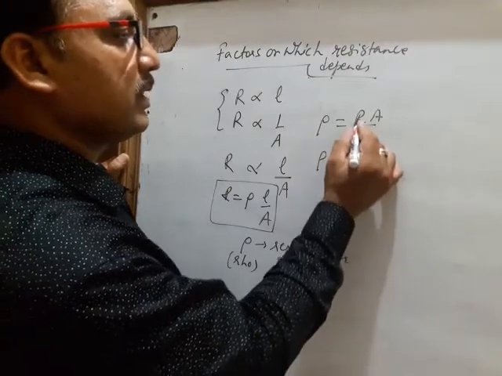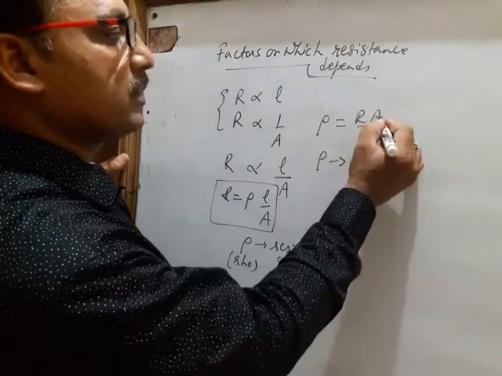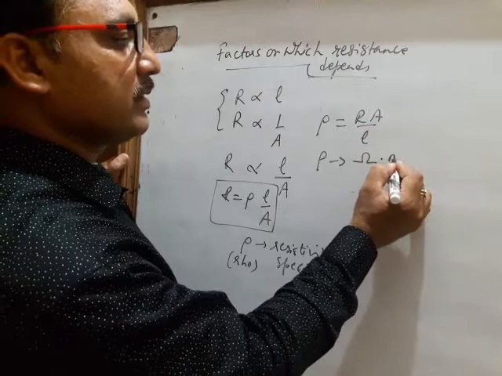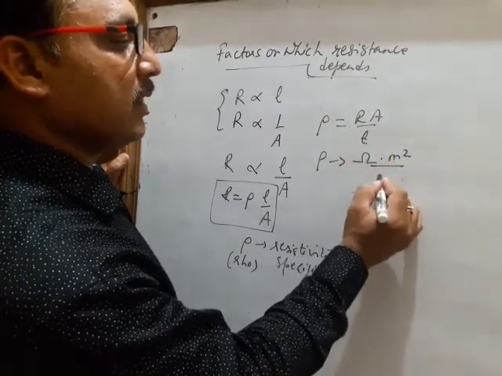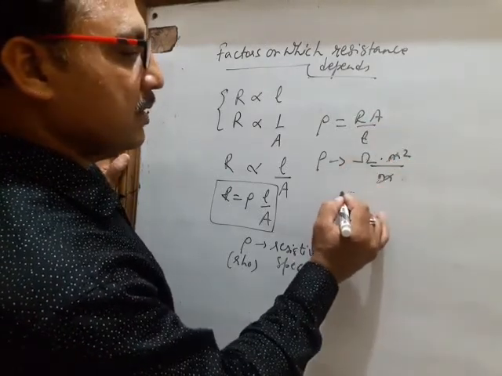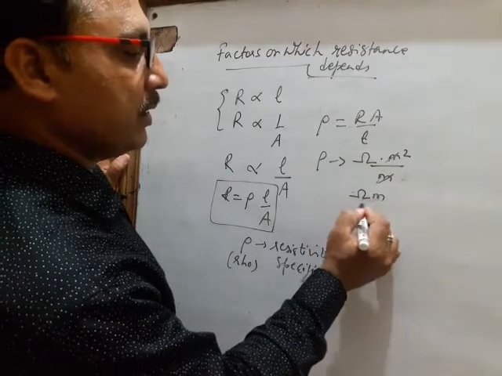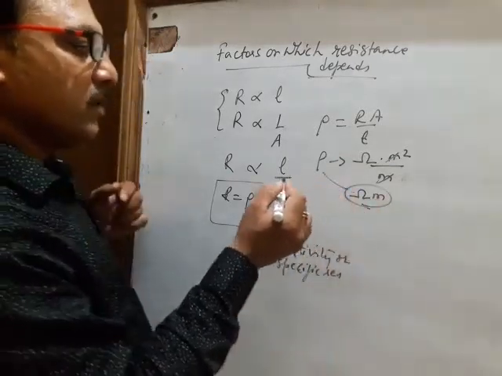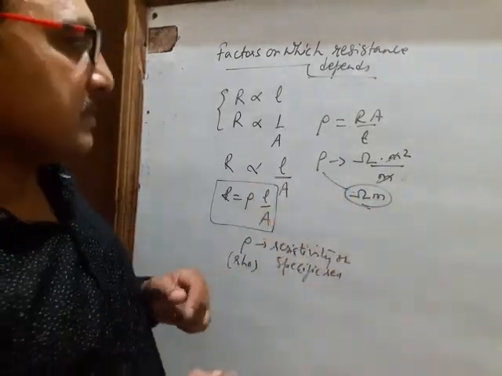What is the unit of resistance? Ohm. What is the unit of A? Meter square. What is the unit of L? Meter. This cancels out, so this turns out to be ohm meter. This is the unit of rho, the resistivity.